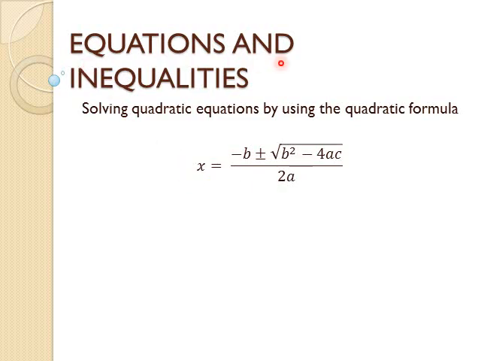Right, welcome to lesson 2, equations and inequalities: solving quadratic equations by use of the quadratic formula. x equals minus b plus or minus the square root of b squared minus 4ac, over 2a. A later lesson will show you, via completing the square, how we got this formula.